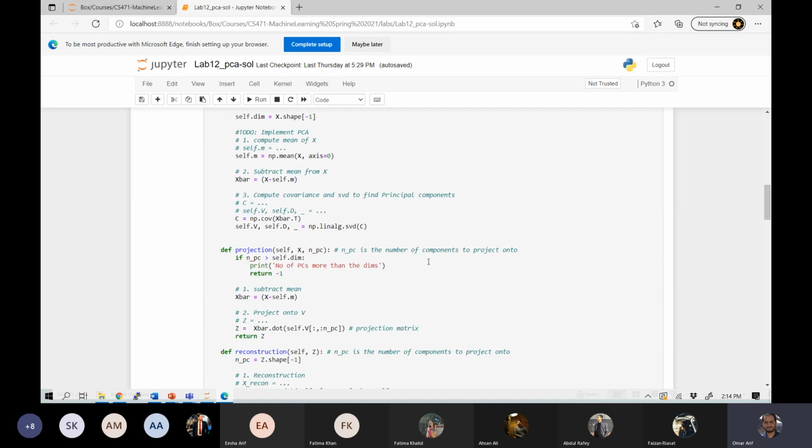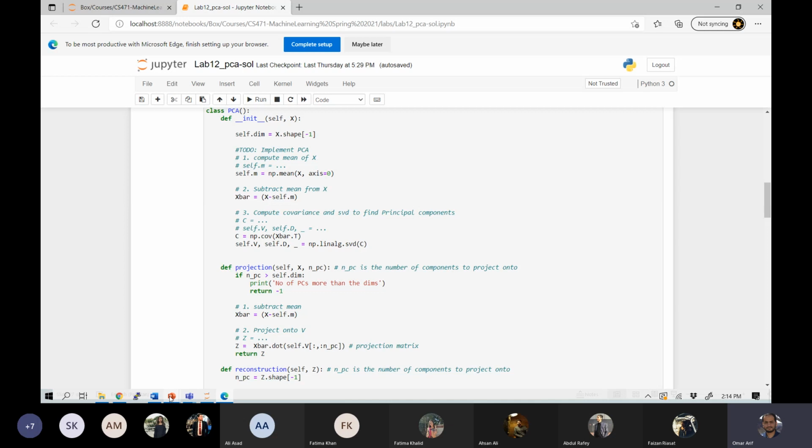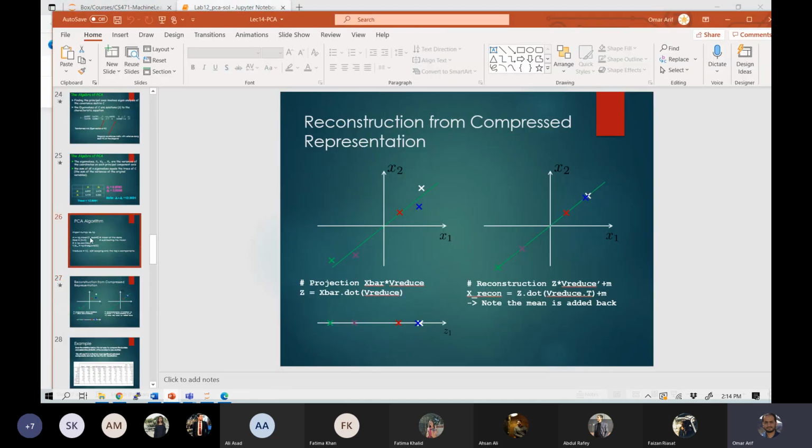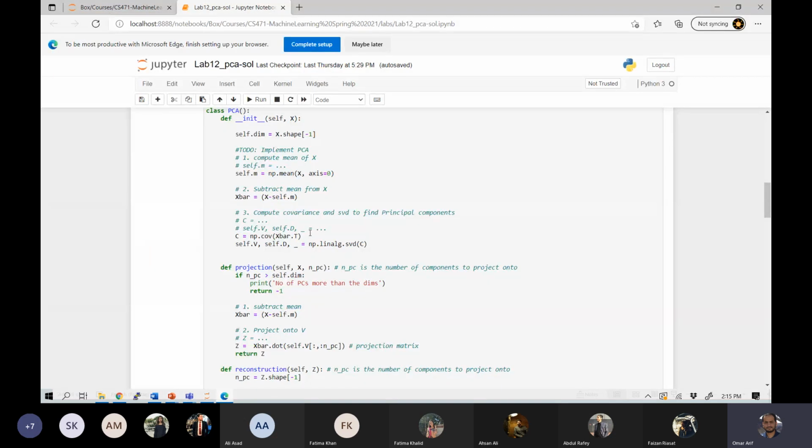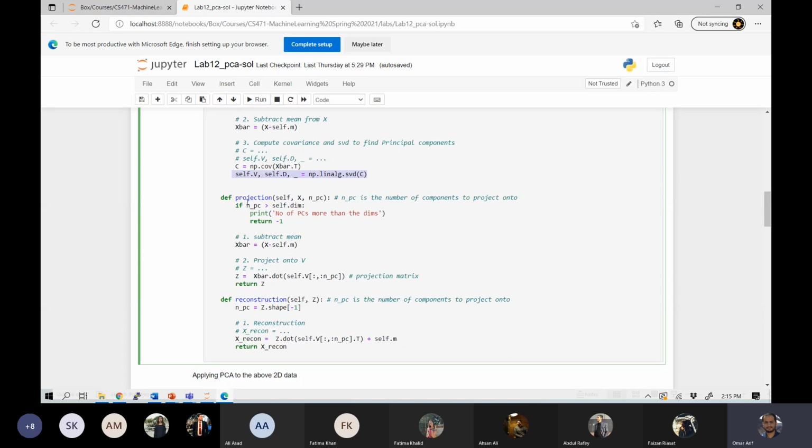So implement PCA. In this cell, you were required to implement PCA, and you have to basically use the equations that you have here on slides 26 and 29 for implementing this part of the lab. You start with subtracting the mean, then you compute the covariance matrix, and finally you compute the principal components and the variances. These two functions, projection and reconstruction, allow you to compute the projection onto the principal components, and then if you want to come back to the original axis, it is going to give you that.